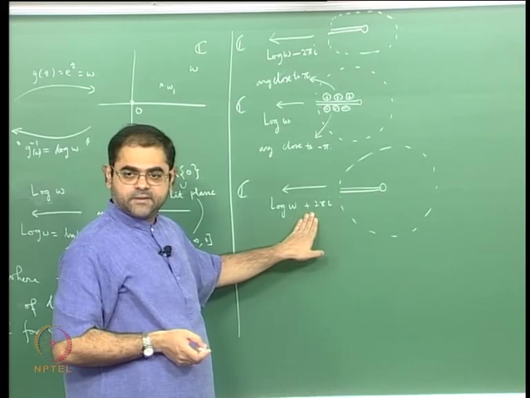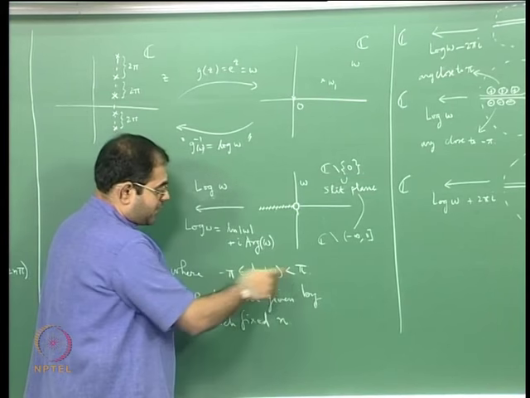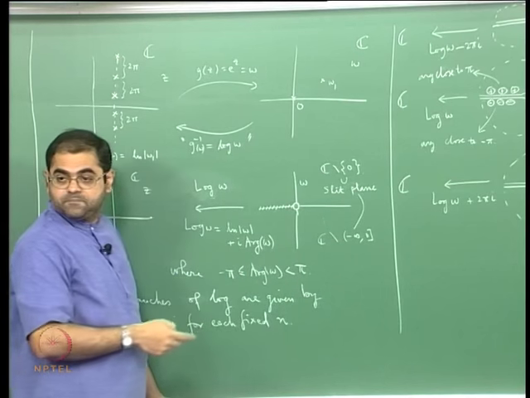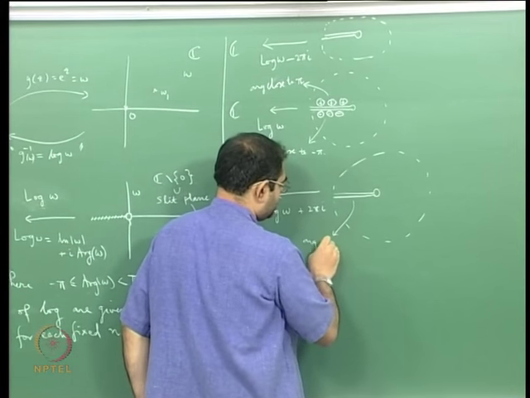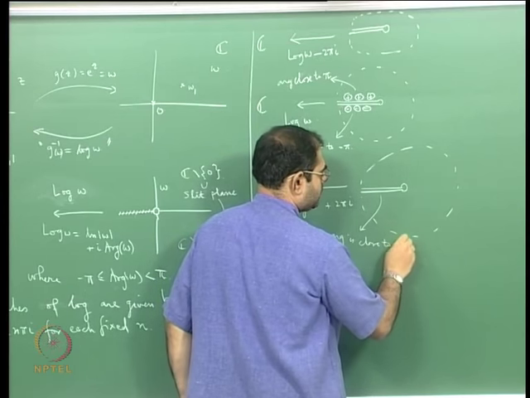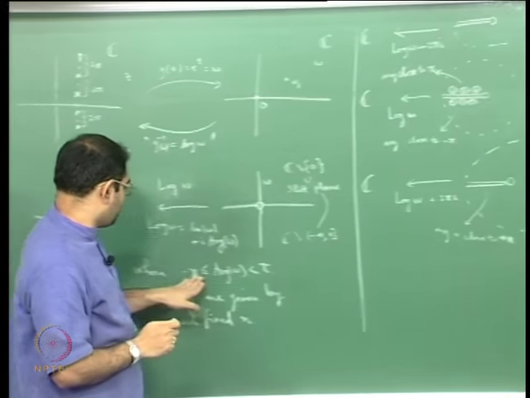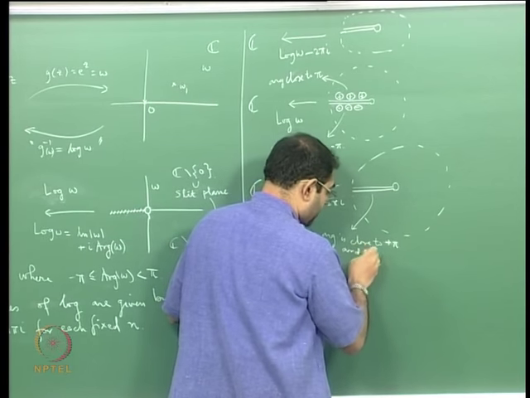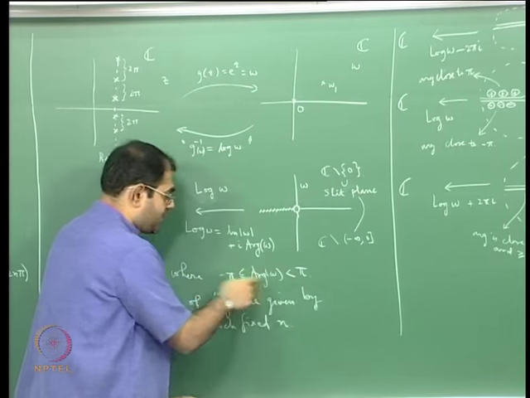All right, now look at this one. Look at this branch. If you look at this branch, the argument is going to now change from, so I have added 2 pi, so it is going to change from plus pi to plus 3 pi. Okay, so what will happen is here the argument is close to plus pi, and of course it is lesser than plus pi. Okay, it is close to plus pi, and not lesser than, in fact greater than or equal to plus pi. That is what it is, because I have added 2 pi to this.